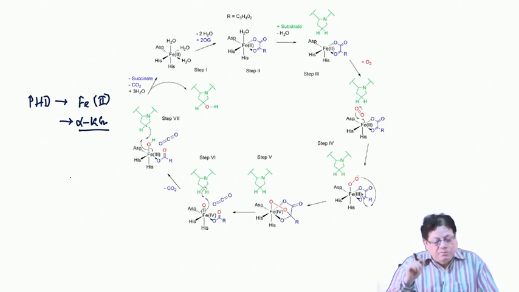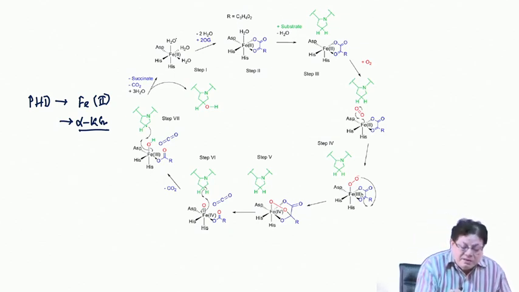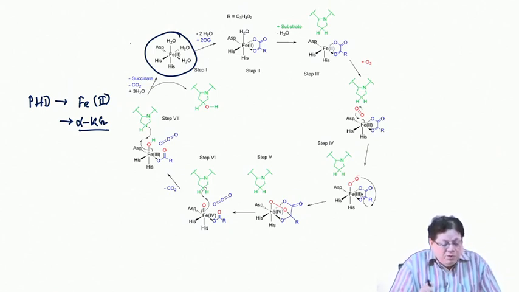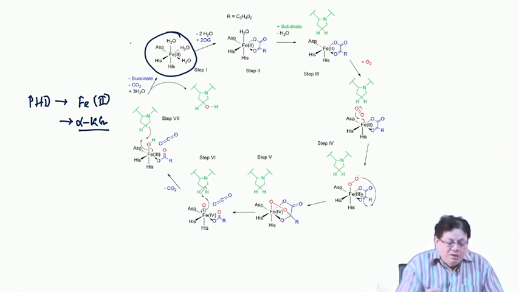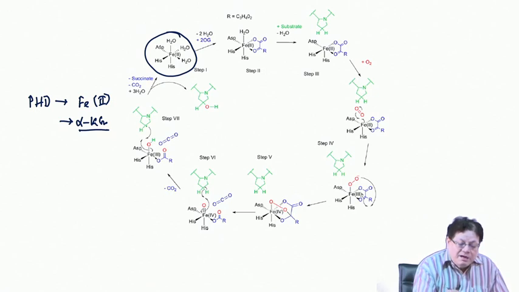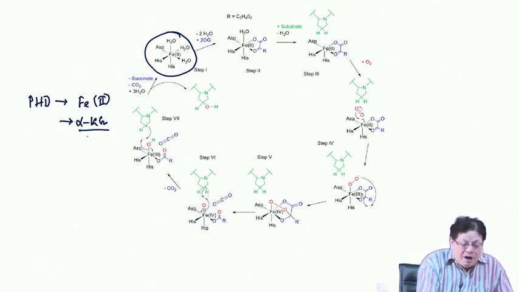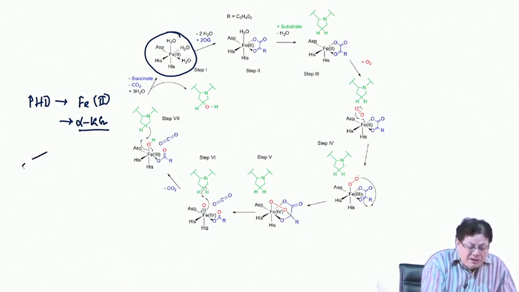Now, how is it formed? First, this is the resting state of the enzyme and the cofactor, that is the iron. It has 3 water molecules as ligands and aspartate, histidine and histidine. Then alpha ketoglutarate, which is basically CO2H, then CH2CO, CO2H. This part you can write as R.